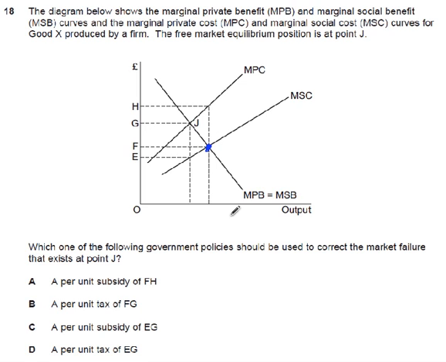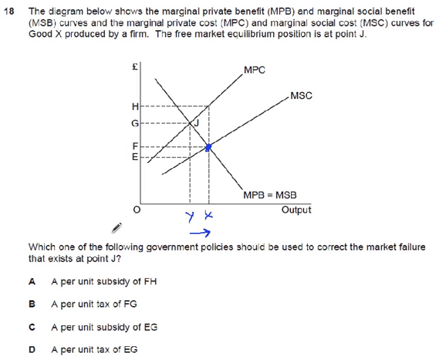So ideally, for the government, they would like output to be at point X. But instead, at the free market position of J, we have output of Y. So the aim here is obviously to boost consumption, boost output. So the government needs a policy which is going to boost output. Of course, the best policy here would be a subsidy. If you want to increase consumption of something, you need to subsidize its consumption.